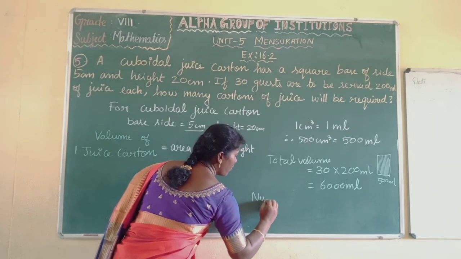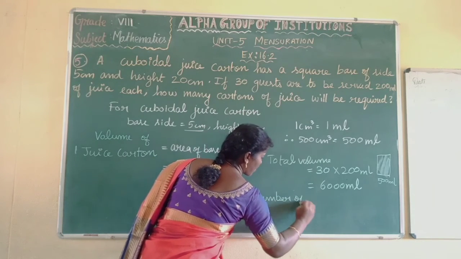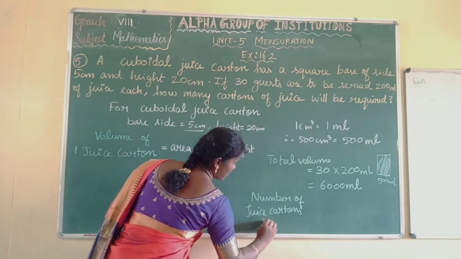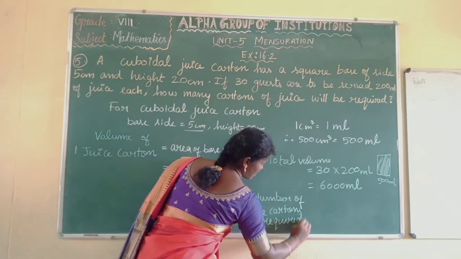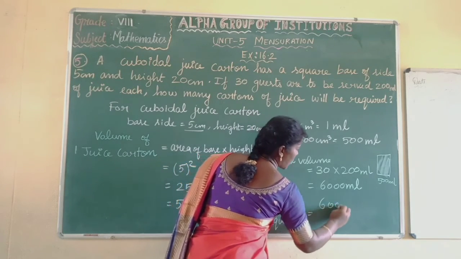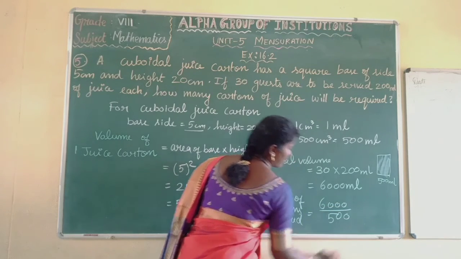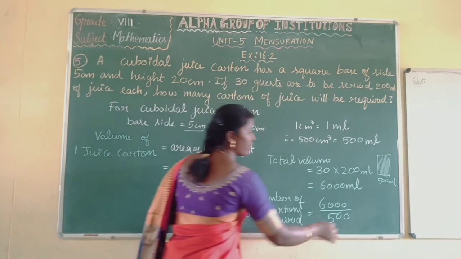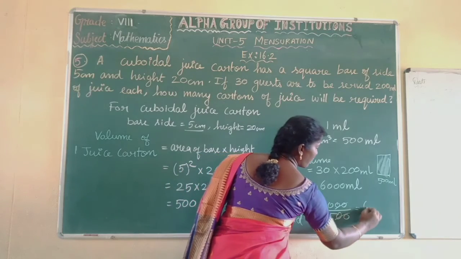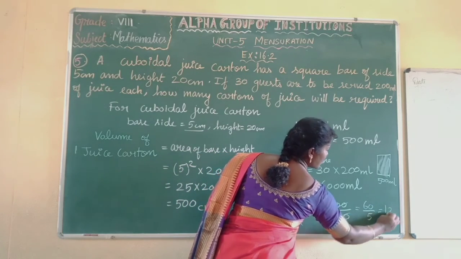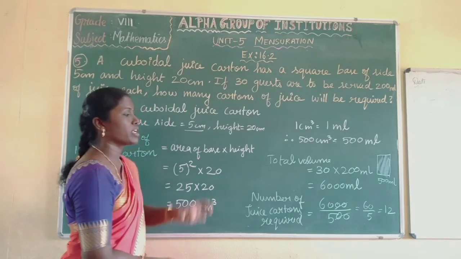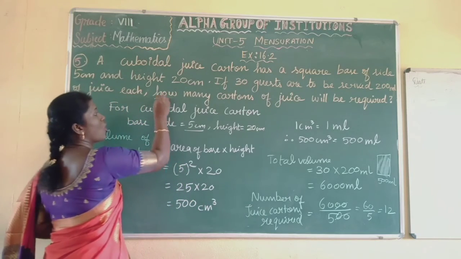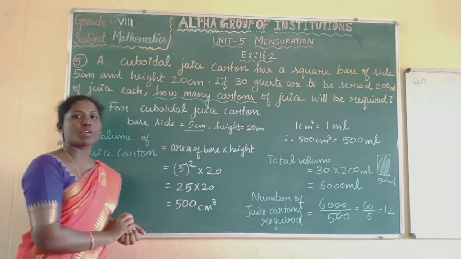So how to find how many juice cartons are required? Number of juice cartons required is equal to 6000 by 500, that is, total requirement divided by the volume of one carton. If I divide 60 by 5, what is 60 by 5? It is 12. So how many juice cartons are required? 12. To serve the 30 people we need 12 juice cartons. The requirement is 12.